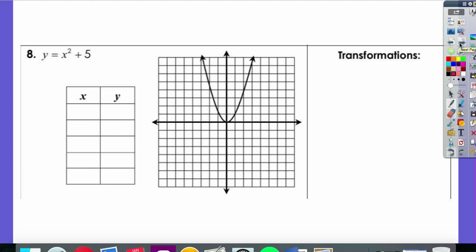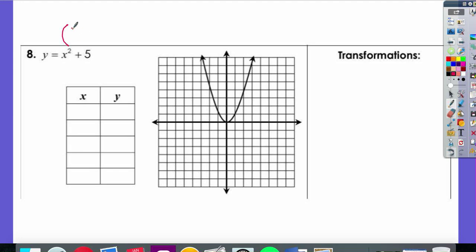All right, number 8, taking a look at the transformations. Originally I said something about this being standard form earlier, and I think I misspoke, because it looks like it since there are no parentheses. The reason there are no parentheses is because there are no changes happening on the inside of the function.